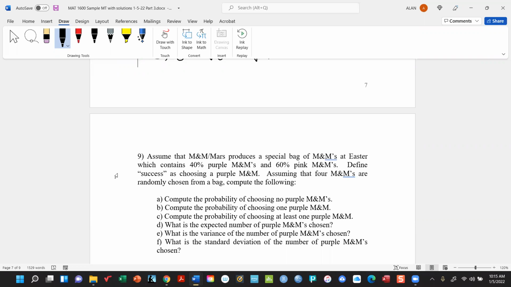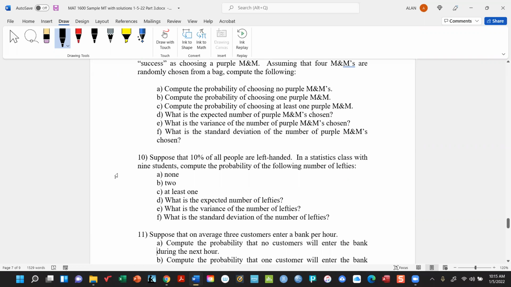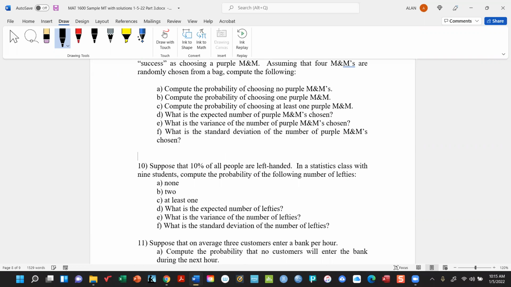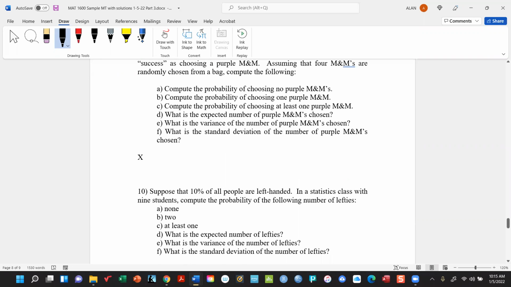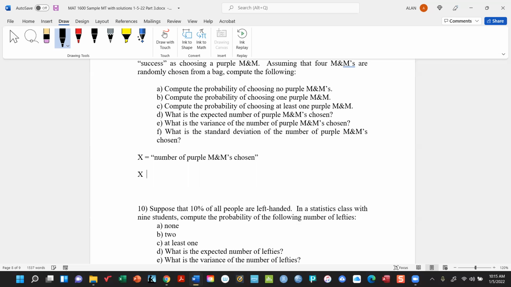So we can think of X in this case, the number of purples, and X is a binomial random variable with n equals 4. In other words, 4 M&Ms are chosen.